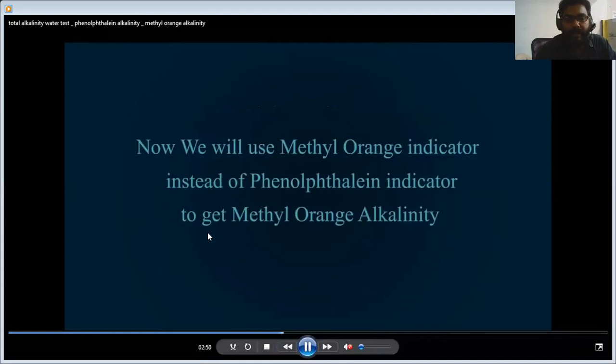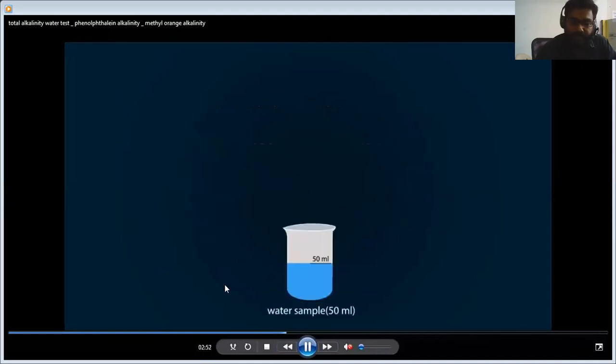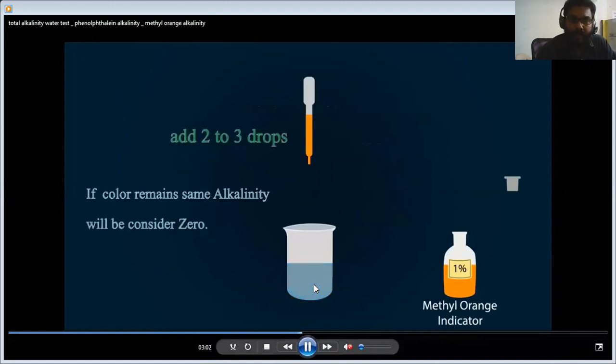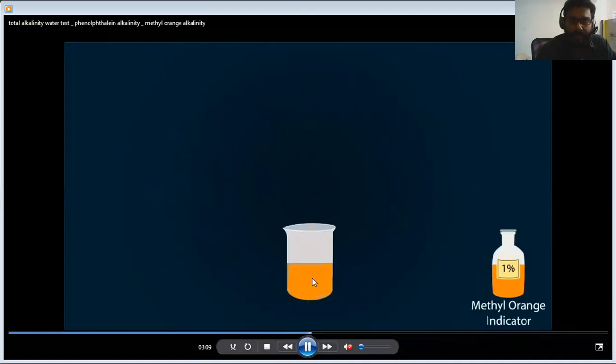Another indicator is also there, methyl orange. The same water sample is unknown, we don't know how much alkalinity it has. We should calculate it using methyl orange indicator. 2 or 3 drops are added to this. The color of the water is a yellow color.